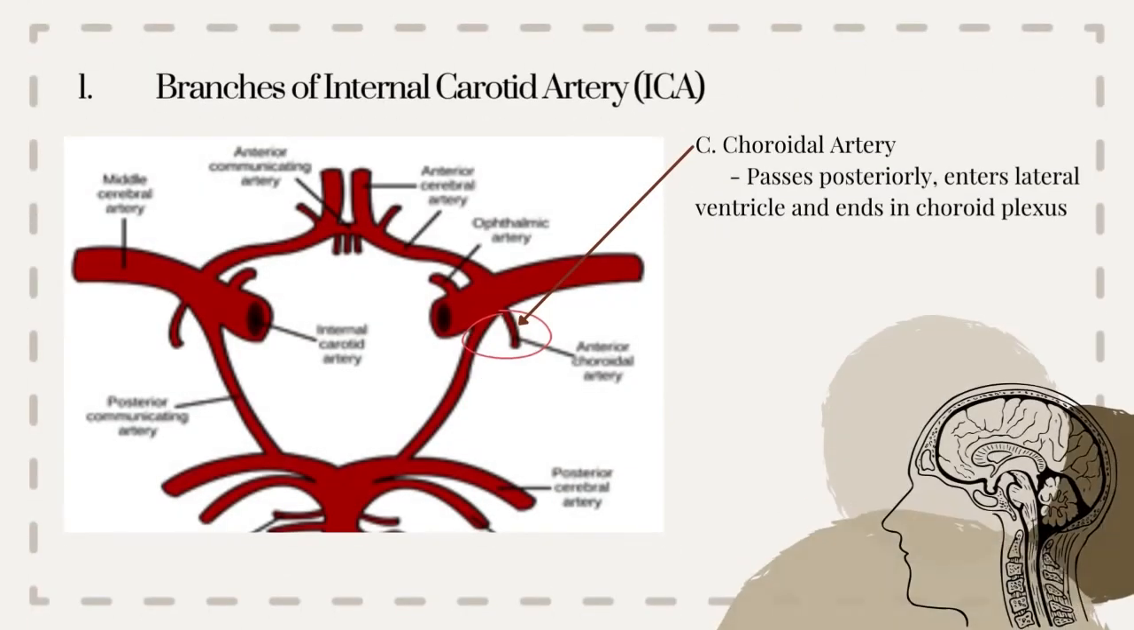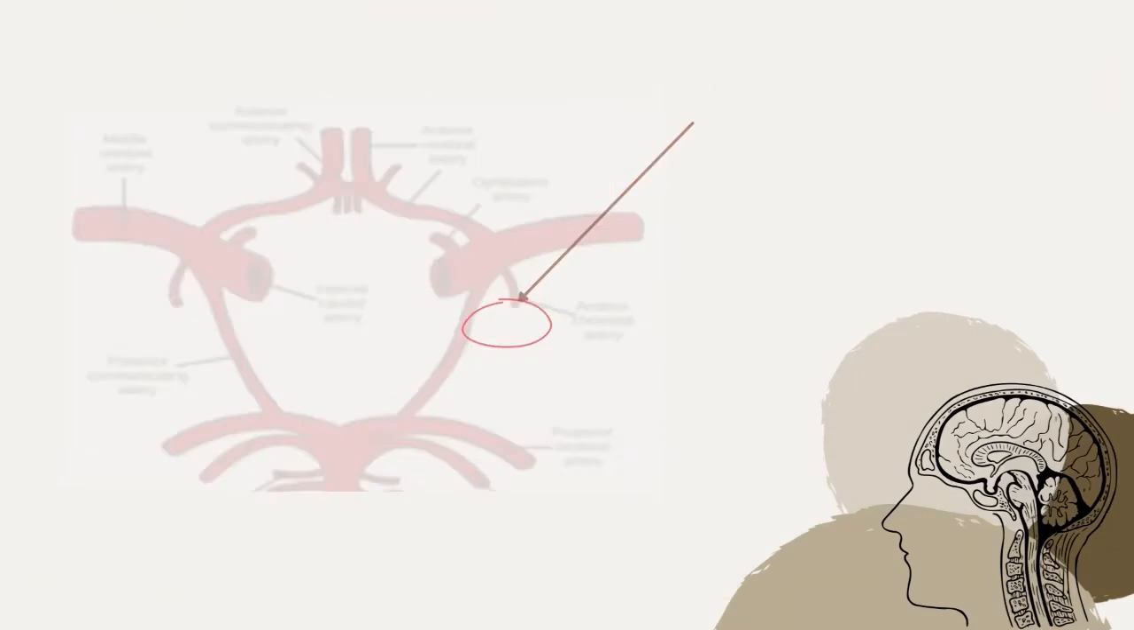Then you have your choroidal artery. It passes posteriorly and enters the inferior horn of your lateral ventricle and ends in the choroid plexus. So these are just little branches that supply blood to the crus cerebri, your lateral geniculate body, and optic tract, as well as internal capsule.